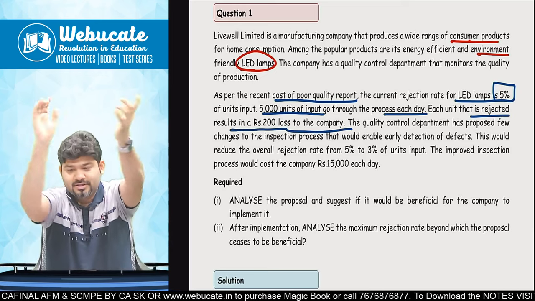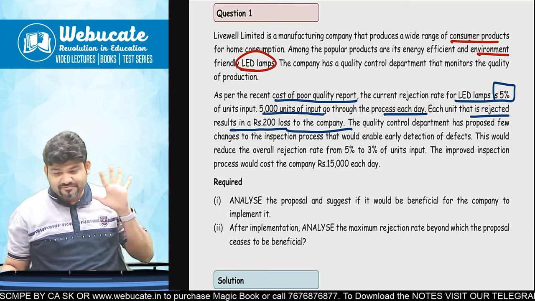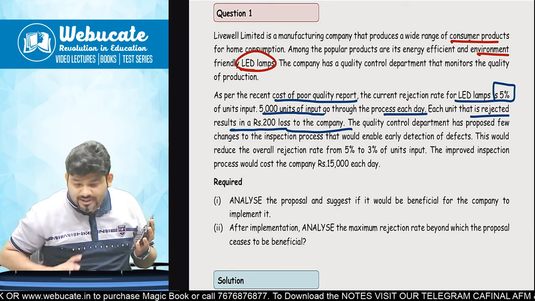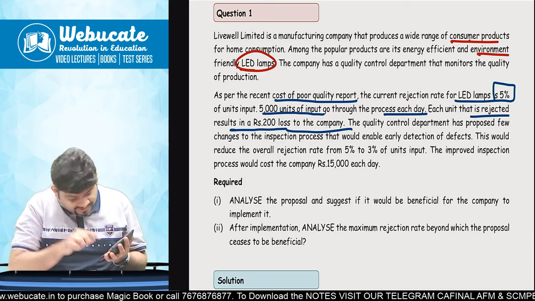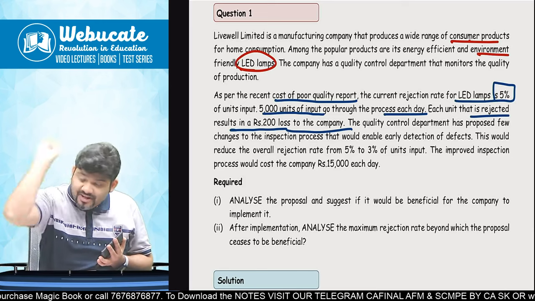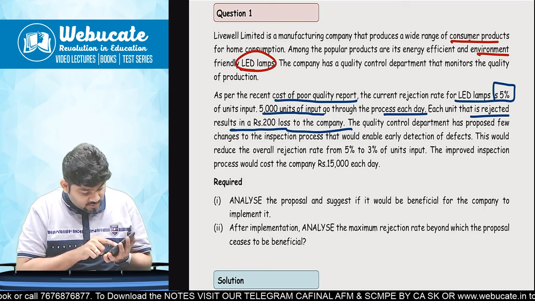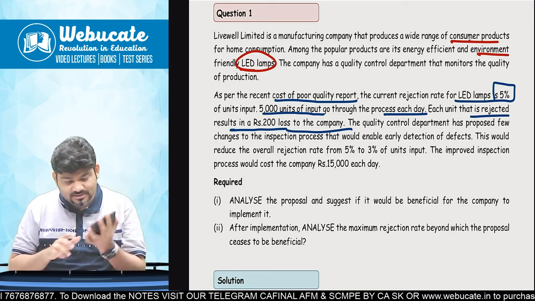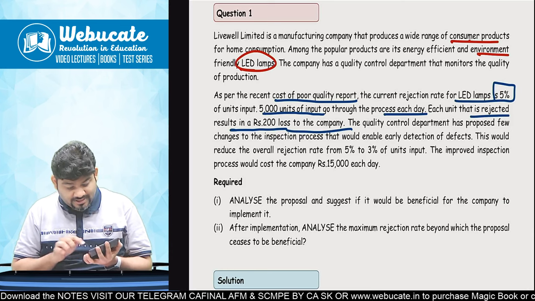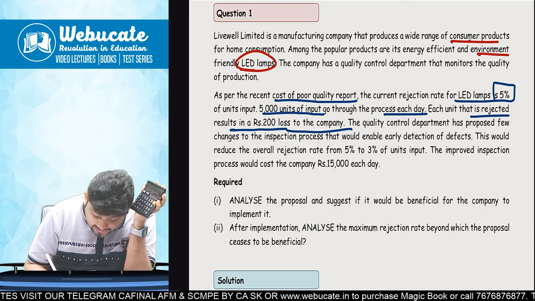Hold on. Listen. See here. The current rejection rate for LED lamps is 5%. So there are in all 5,000 units. 5% is the rejection, which is 250. For every rejection, 200 rupees is the loss. So 250 into 200 is how much? 250 into 200 is rupees 50,000. So, that is the cost that you are incurring currently.